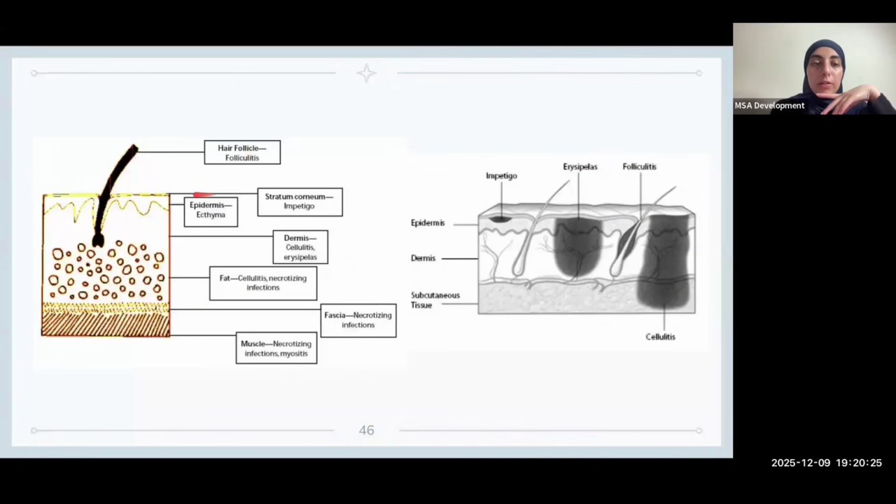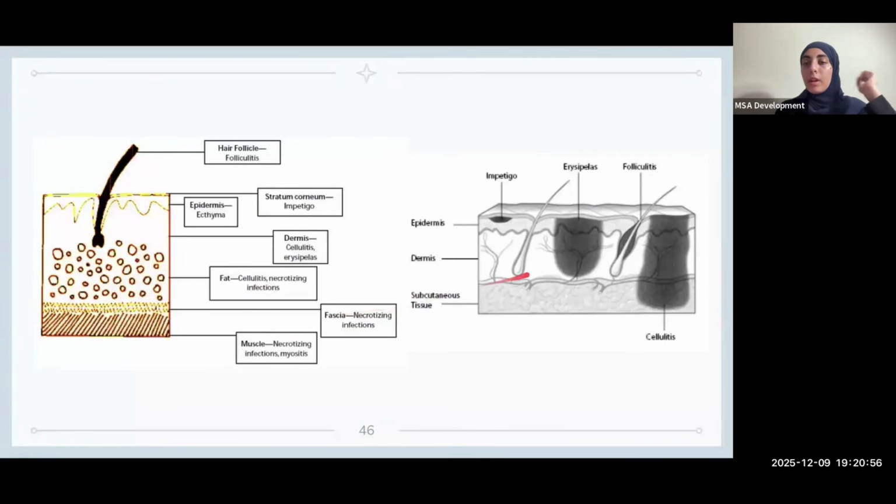And then, if we're talking about superficial infections, we have impetigo and ecthyma. These are more superficial, especially impetigo, which is even more superficial than ecthyma. And then going into the dermis, we can have erysipelas and cellulitis affecting the dermis. So in the epidermis: impetigo, ecthyma. In the dermis: erysipelas, cellulitis. Then deeper than that, in the fascia and the muscle, you can have necrotizing fasciitis.